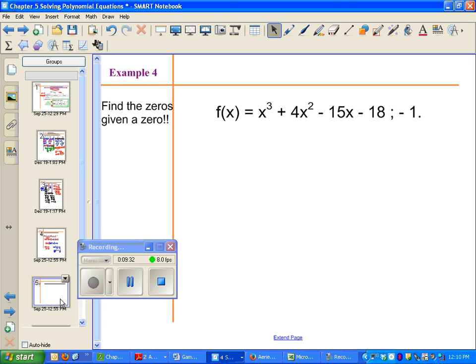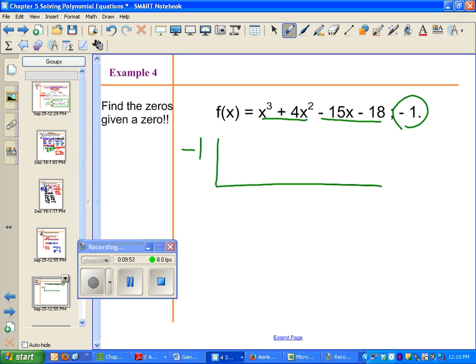So find the zeros given a 0. So this is a 0. And this is 4 terms, but I notice they're not going to have anything in common. The first set, I could factor out an x squared. The second set, I could factor out a 3, but then it wouldn't match up. So I'm going to use synthetic division.